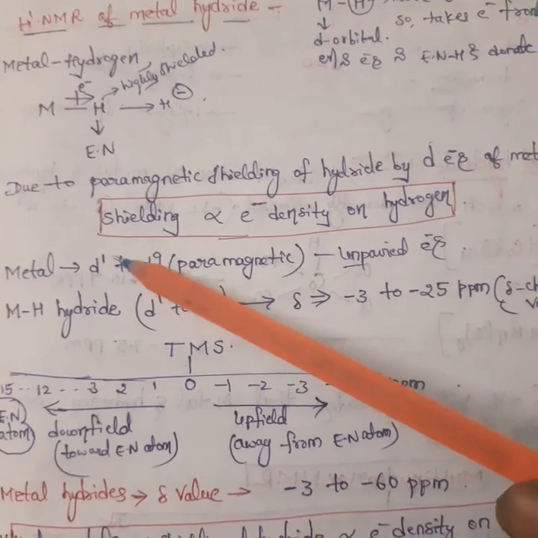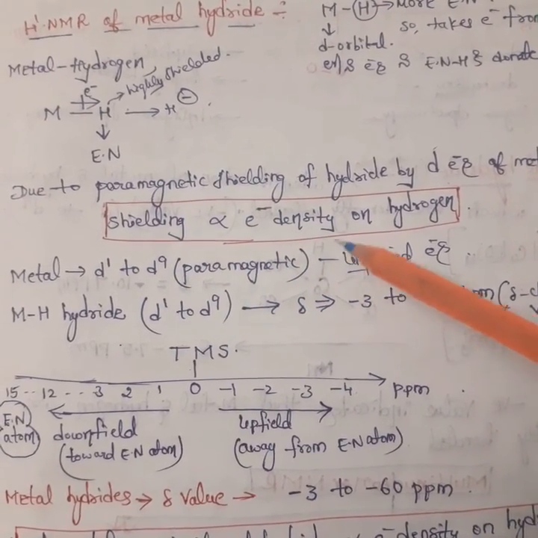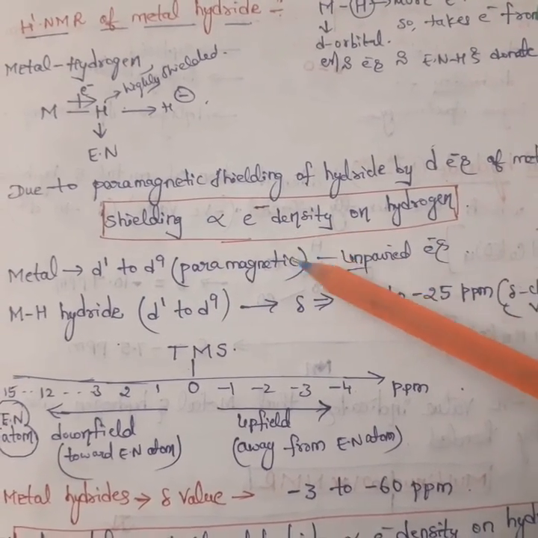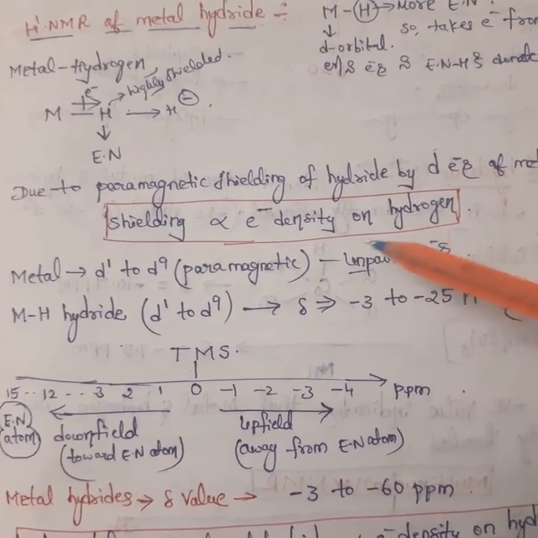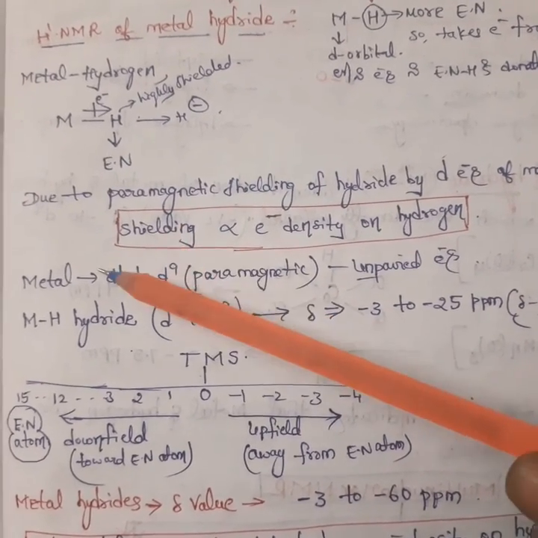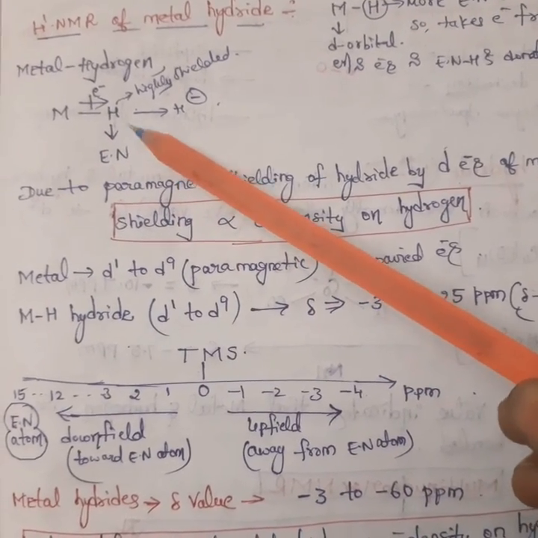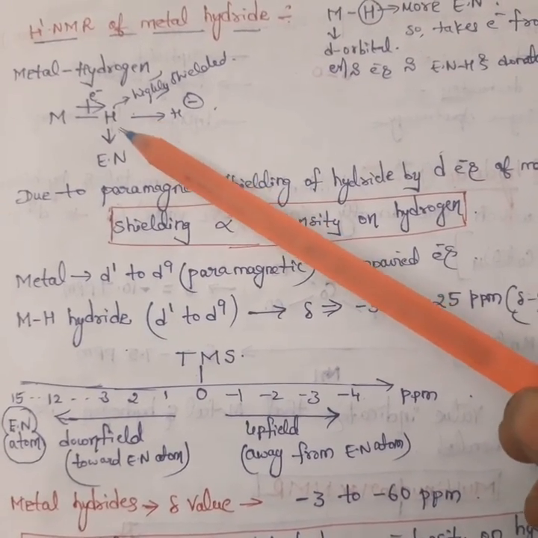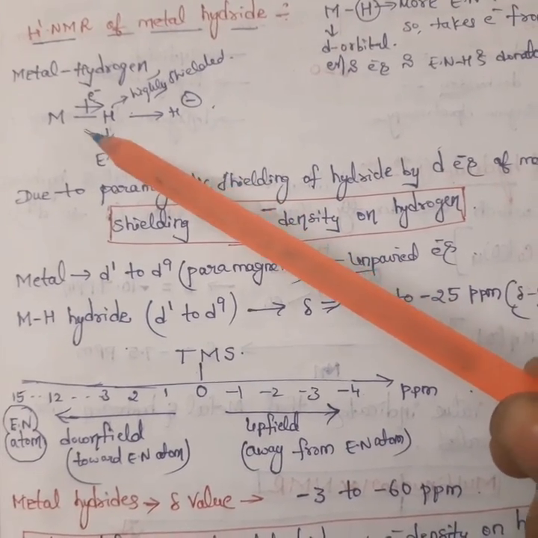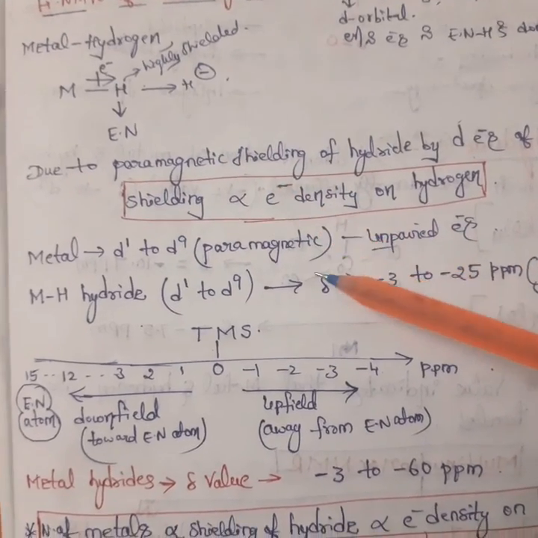Shielding is directly proportional to electron density on hydrogen. It means if electron density on the hydrogen increases, shielding also increases. If the movement of electrons towards the hydrogen increases, then what will happen here? Electron density on the hydrogen increases, so shielding also increases. Okay, next. These two points are very important.